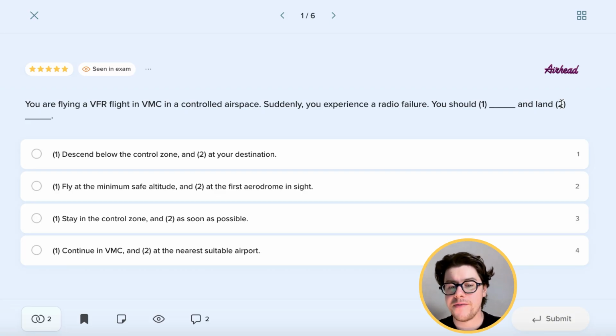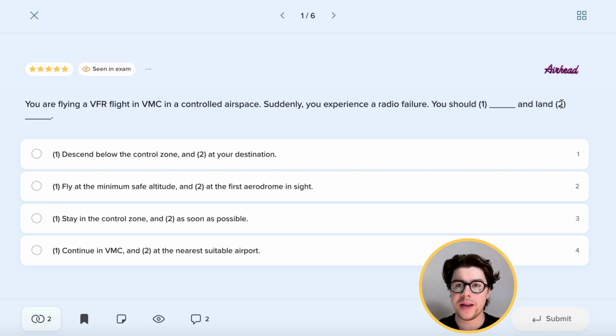So you are flying a VFR flight in VMC in a controlled airspace. Suddenly you experience a radio failure. Now, when it comes to the VFR questions, VMC conditions, remember and drill it into your head, because this is a very often asked question, also during real flight instructions and exams: when you fly in VMC, the first thing you do is to continue in VMC and land at the nearest suitable aerodrome.